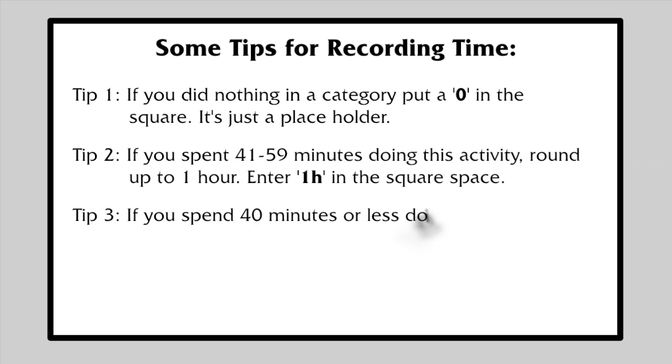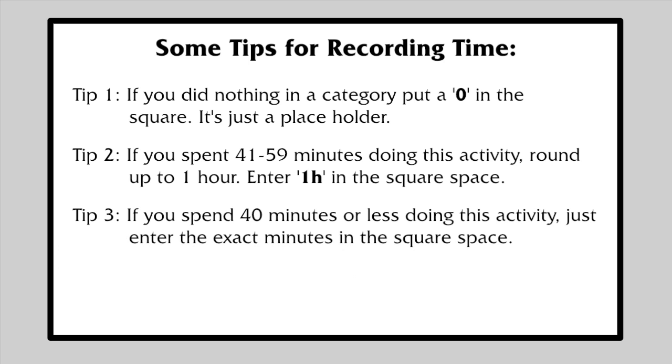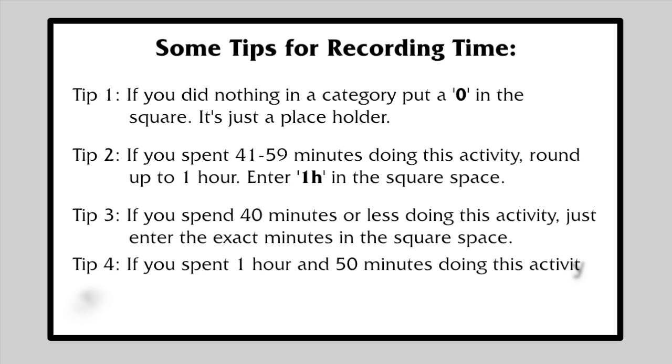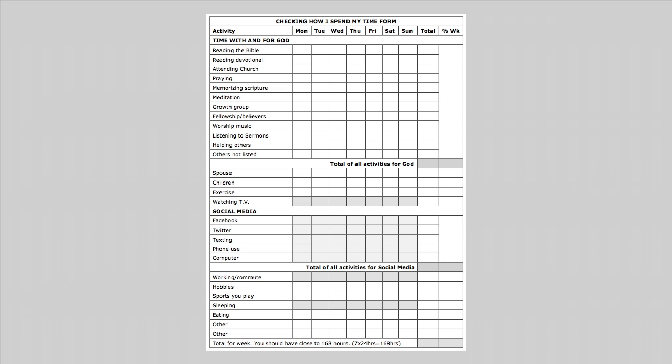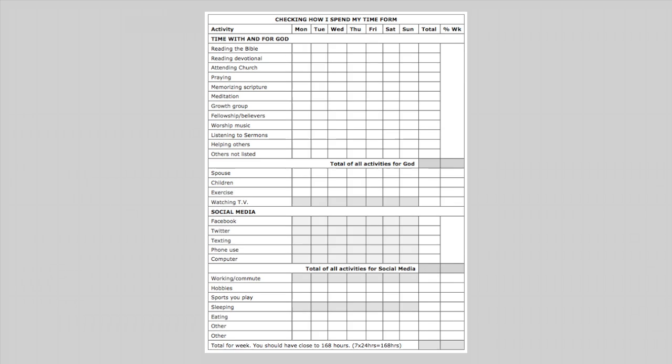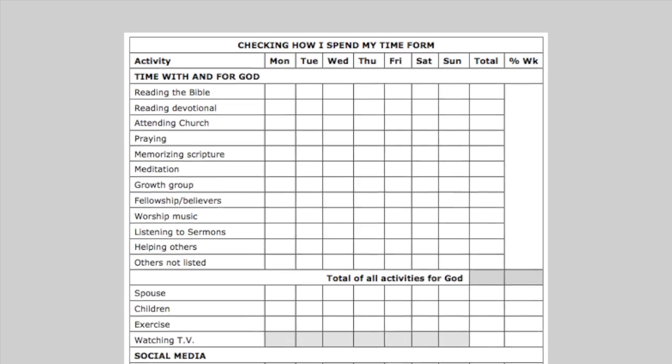Tip 3. If you spend 40 minutes or less, just put in the exact numbers. So in other words, if you did 23 minutes in praying to God, just put 23 minutes. And you don't need to put the M in for minutes. Tip 4. If you spend 1 hour and 50 minutes, you would round that up to 2 hours. Just use 2H in the space. Watch as I enter my time. Today is Wednesday, so I will start in the vertical column under Wednesday.